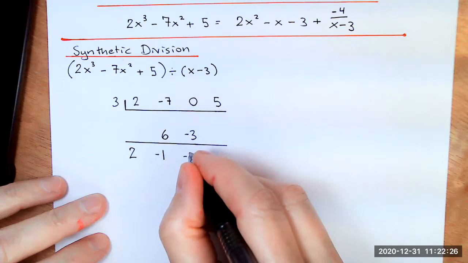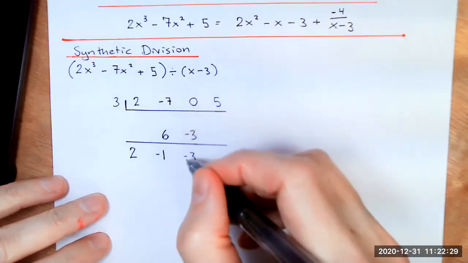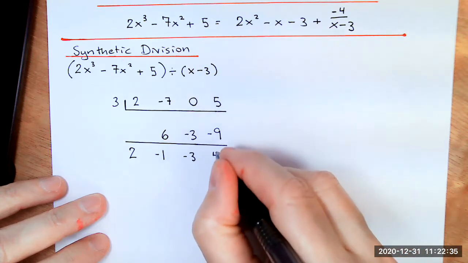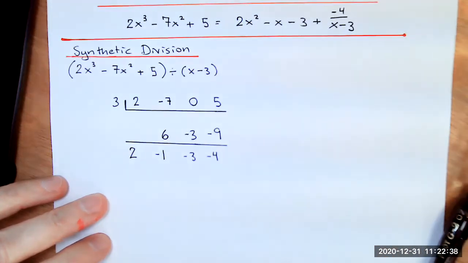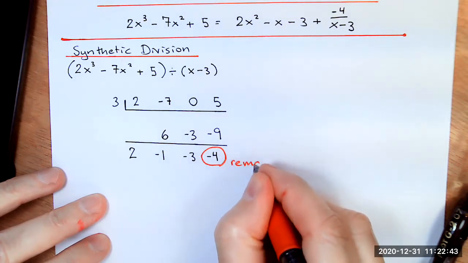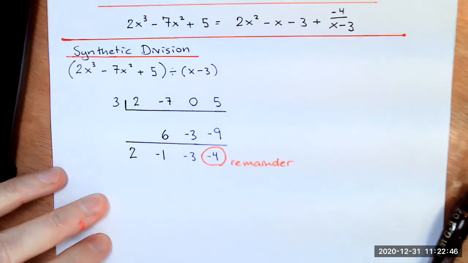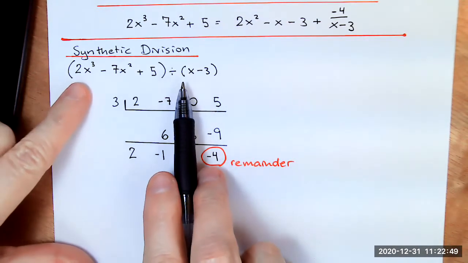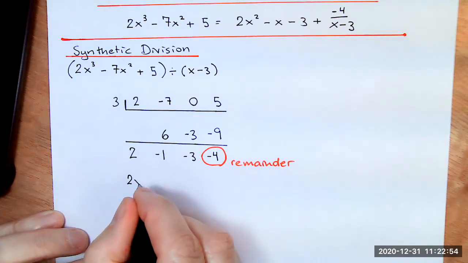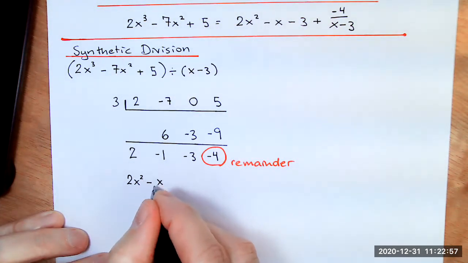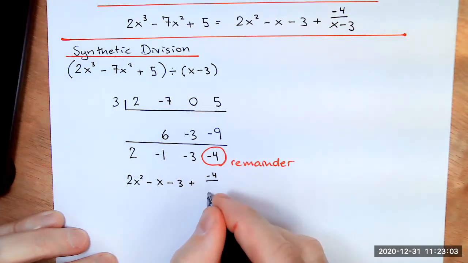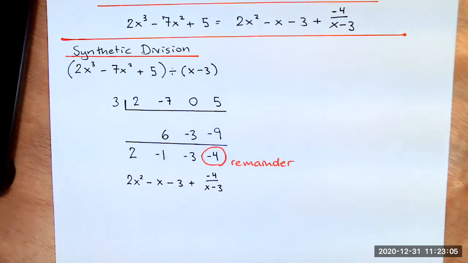Add. 3 times negative 3 is negative 9. Add. And this is our remainder. Since we divided x cubed by x, this is 2x squared minus 1x minus 3 plus negative 4 over x minus 3.